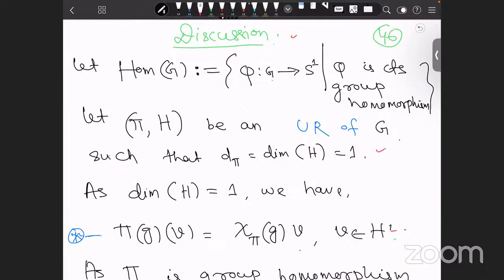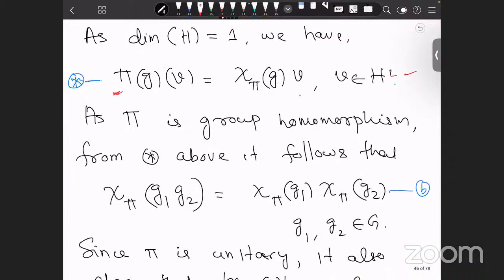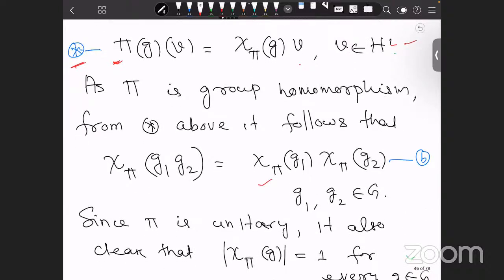Now, as the dimension of H is equal to 1, pi is certainly irreducible. Also, we have pi(g) v is equal to chi_pi(g) v, where v belongs to H. This is true because this is a one-dimensional representation. Now, as pi is a group homomorphism, from this star above it follows that chi_pi(g1 g2) is equal to chi_pi(g1) times chi_pi(g2). So chi_pi is a continuous group homomorphism.